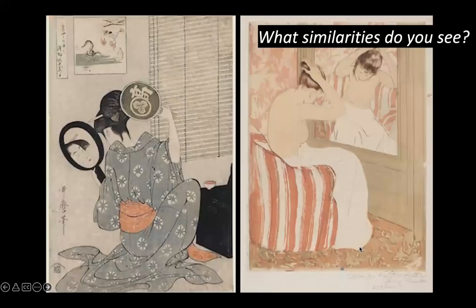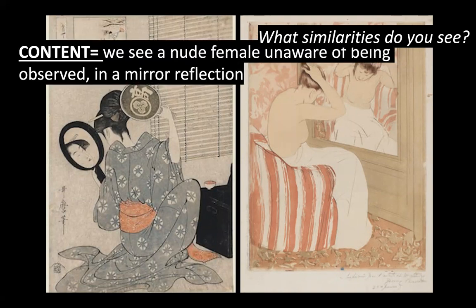So let's compare our artwork, The Coiffure, with an ukiyo-e print of a woman, right? What similarities are we seeing here? So we're seeing a nude female on the right, unaware of being observed in a mirror reflection. So both of them have a mirror reflection. Both of them kind of have their back turned to the viewer.